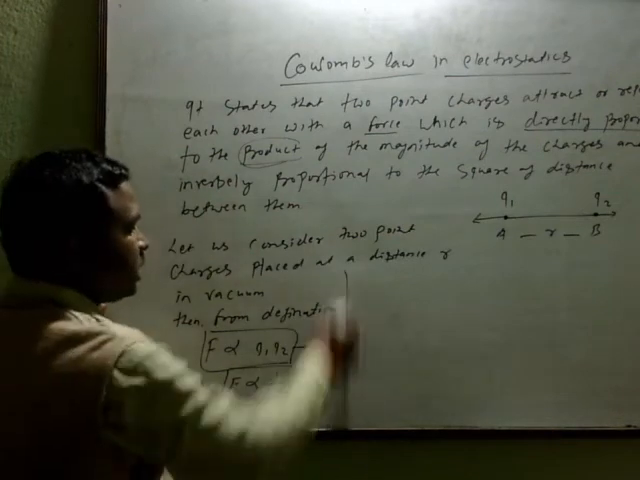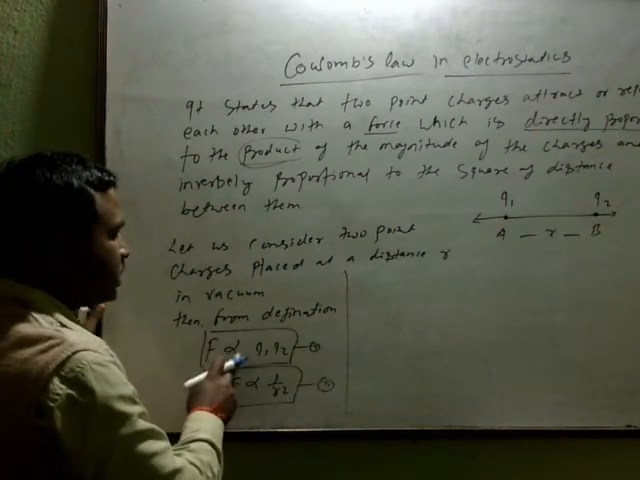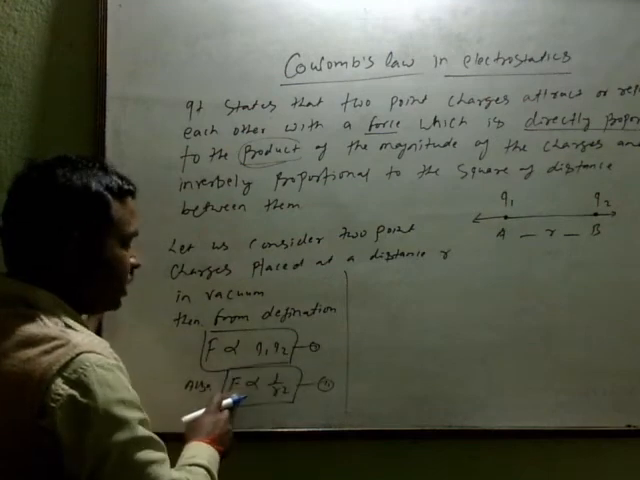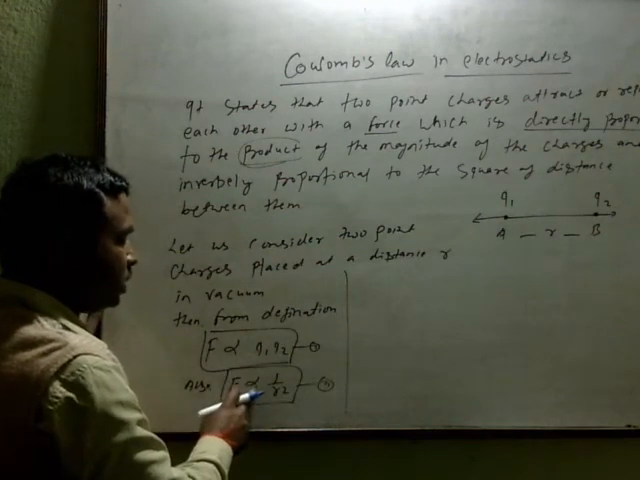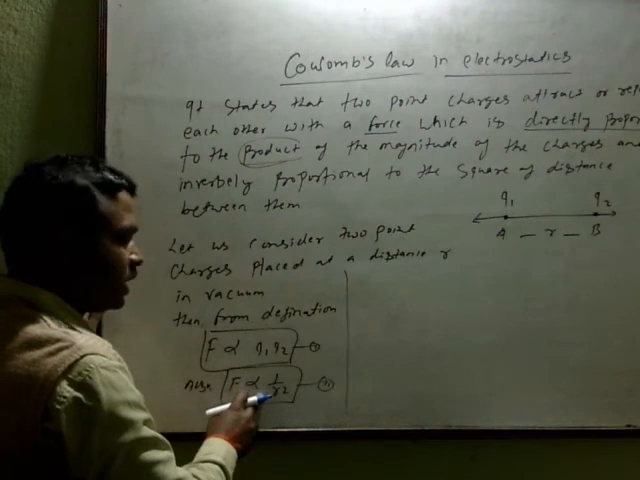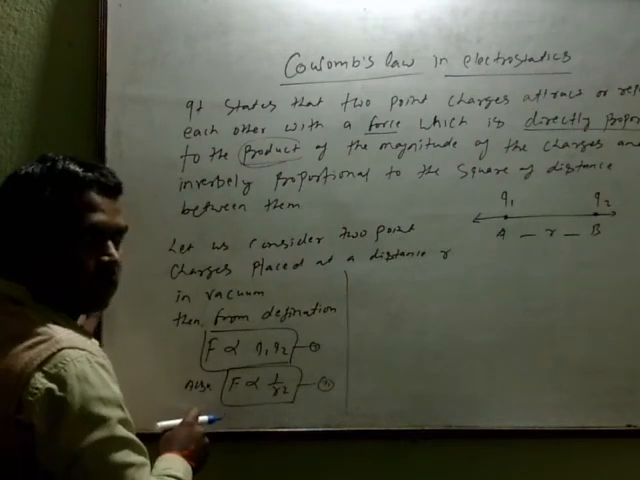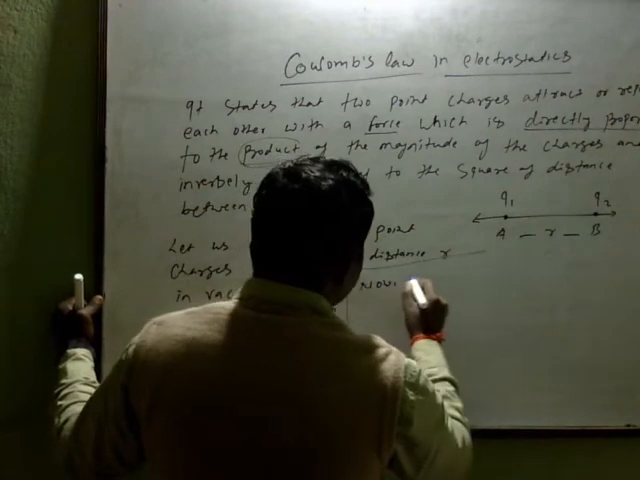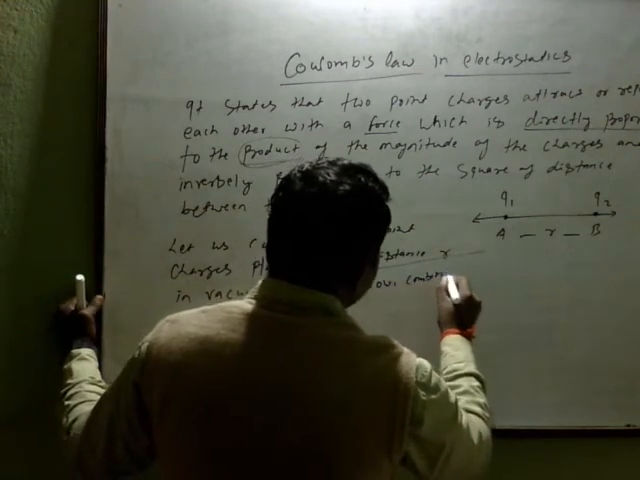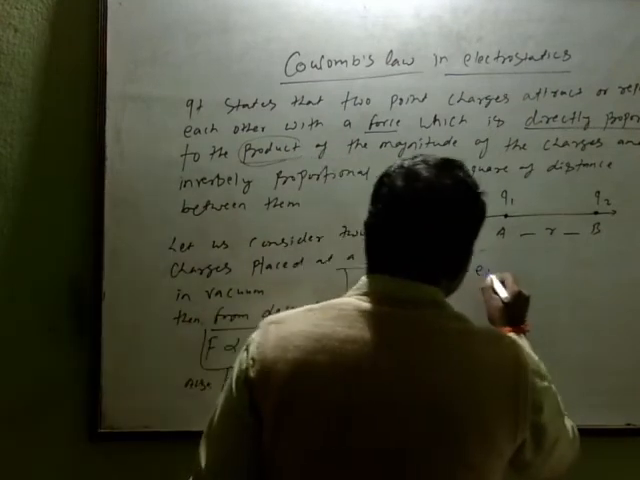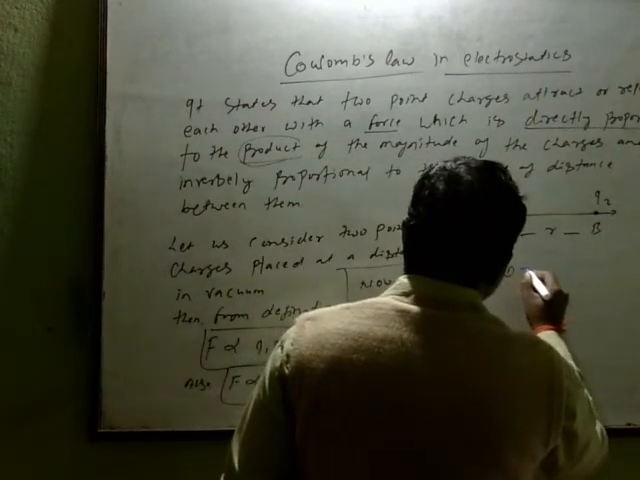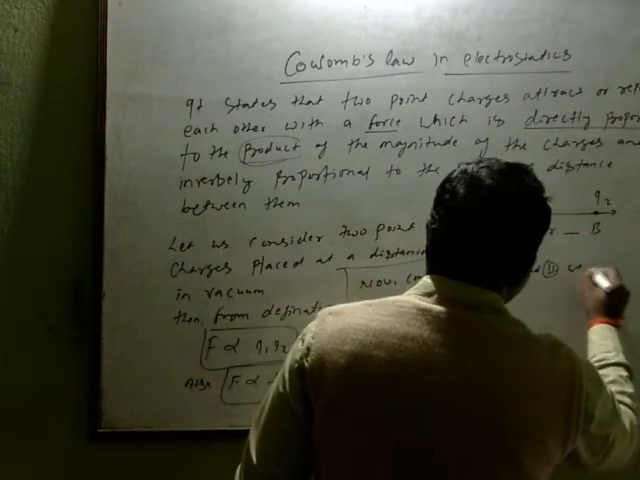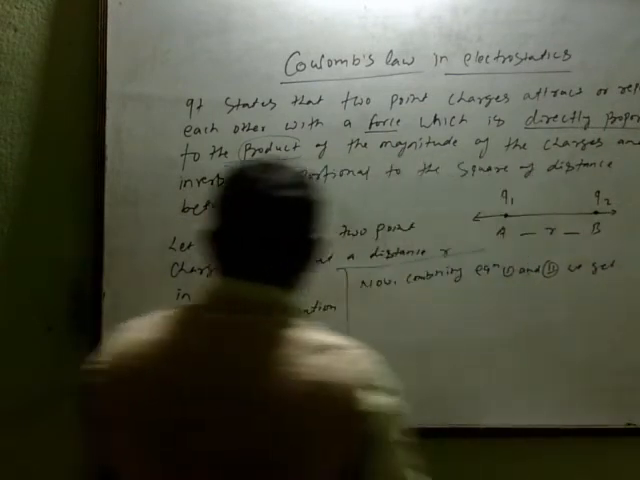You can see there are two equations. One, F is directly proportional to the product of Q1 and Q2, and next F is inversely proportional, sorry, to 1 by R square. Now we can combine these. Okay, very good. Combining equation 1 and 2, what do we get?